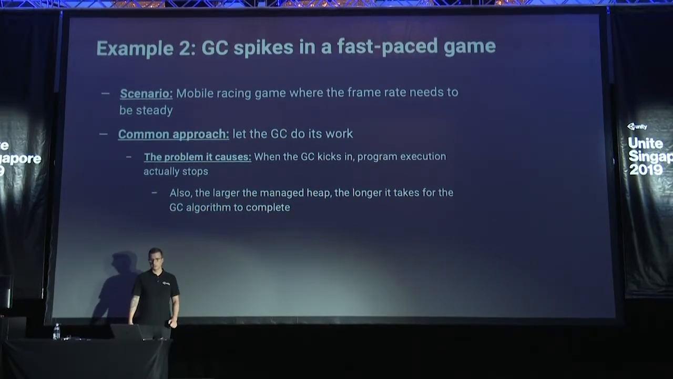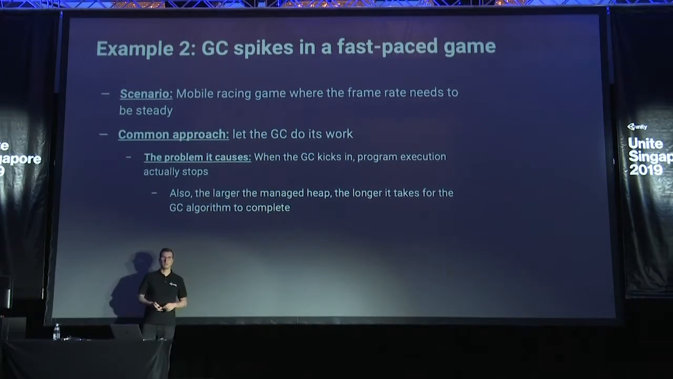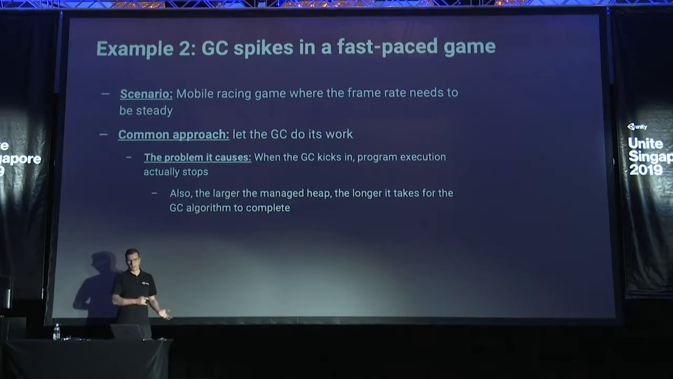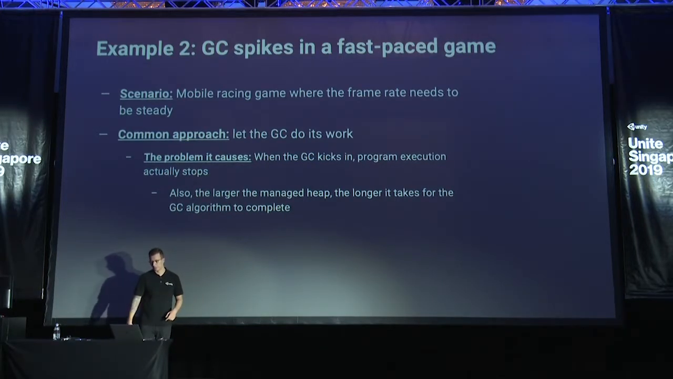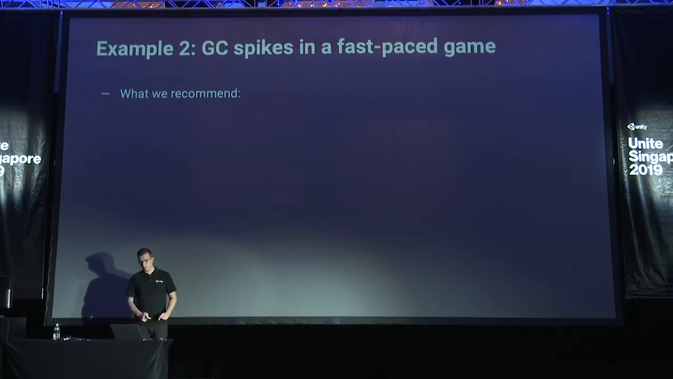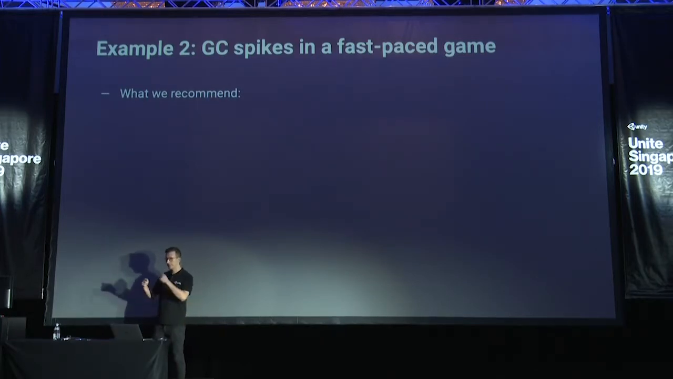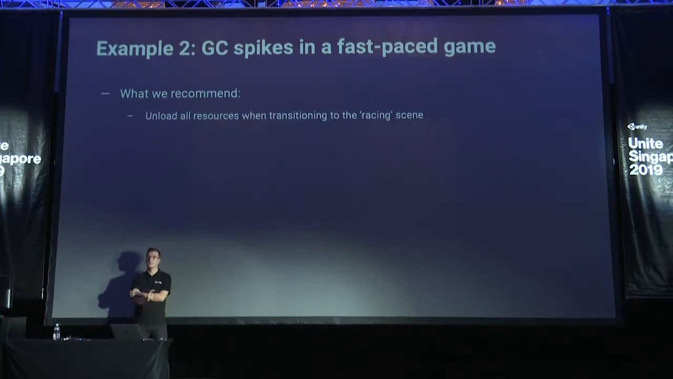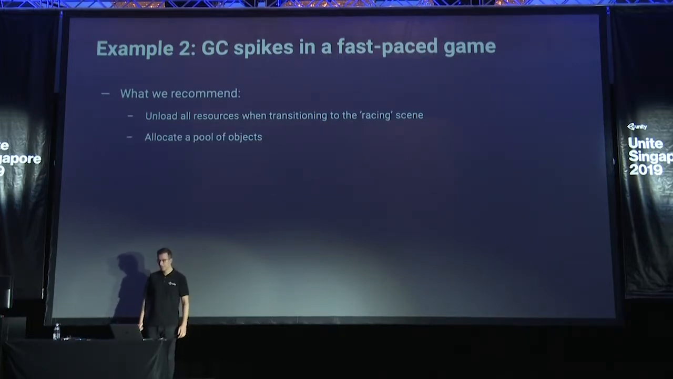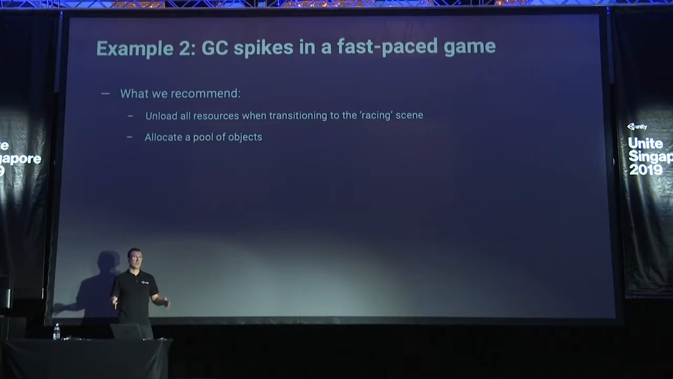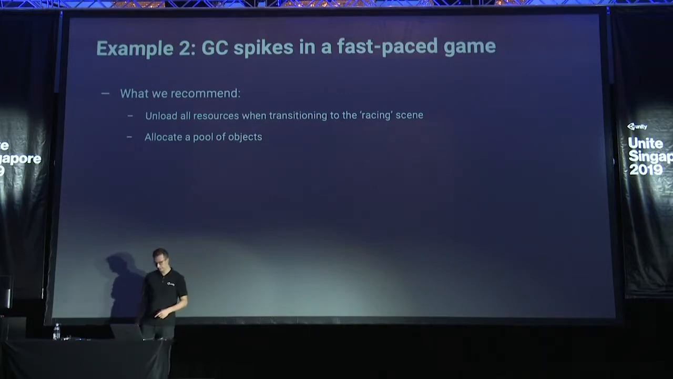And it's mostly caused by the managed heap. Like we allocate a lot of memory. The larger the managed heap, the harder it is for garbage collection to actually clean all the data. And what we usually recommend in situations like this is, let's say you have this racing game. When you go to the racing scene, you should unload all the resources that are not necessary for this particular scene to make this managed heap smaller. Next, we can use some design patterns like object pooling to make sure that we instantiate and destroy all the objects at the beginning and the end of the scene, and we don't do this on a per frame basis.